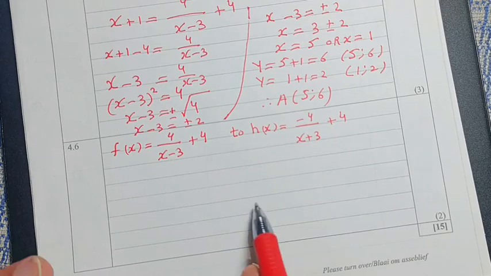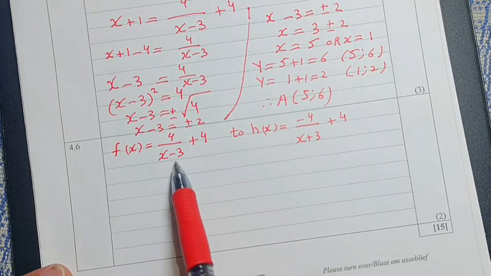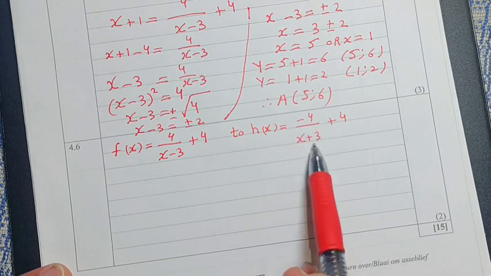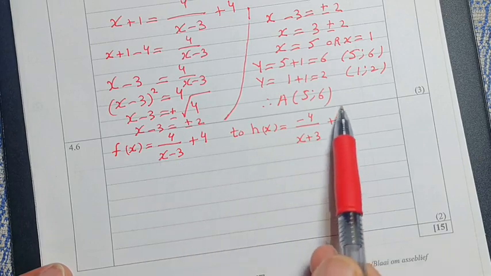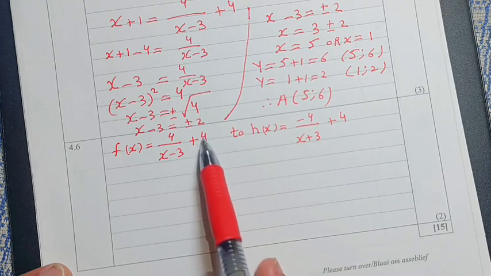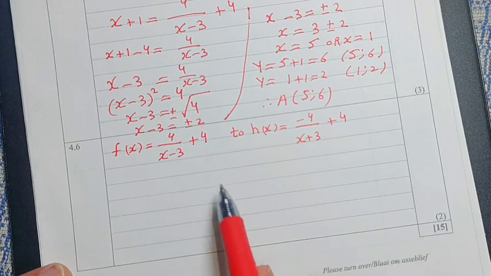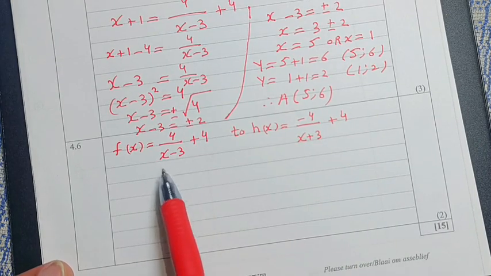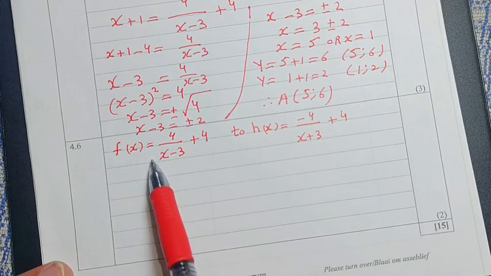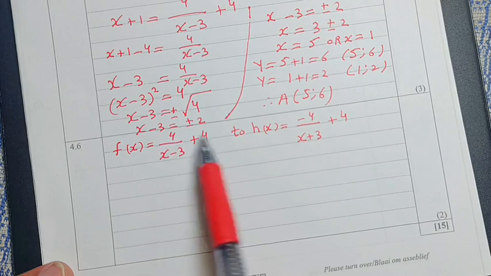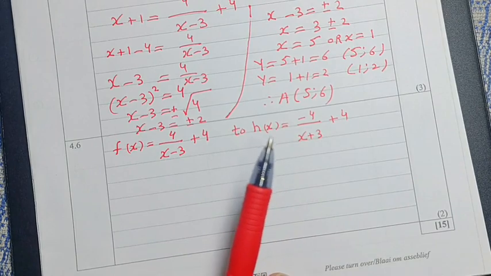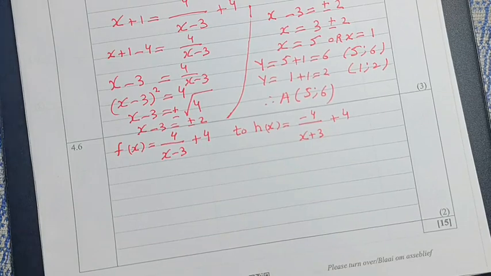Transformation from f of x to h of x. f of x is 4 over x negative 3 plus 4. h of x is negative 4 over x plus 3 plus 4. So we can see this is a reflection about the y-axis, because the q didn't change. So the y value didn't change, which means only the x value changed here. If the negative is applied to the x, then negative x, negative 3 becomes positive 3, and the positive 4 becomes negative 4. So that's why this is a reflection on the y-axis. You must not forget this one. Let me show you.